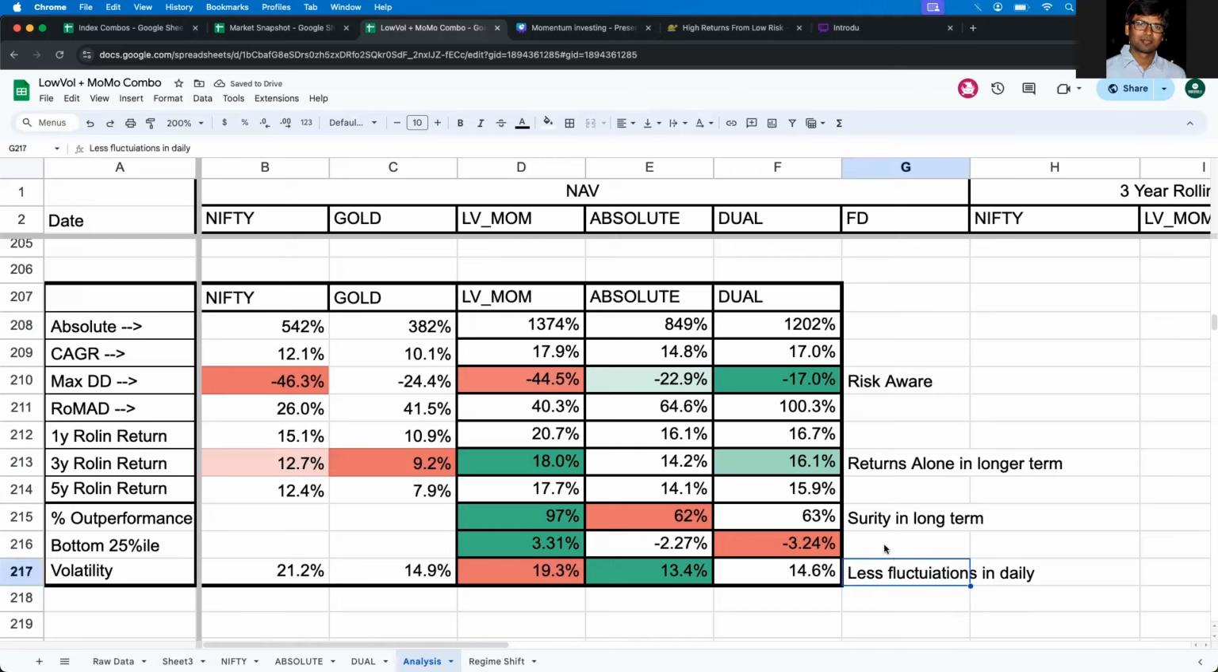So as you see, there are different types of investors, and each type of investor focuses on one particular metric, and based on the metric, we have shown which one is performing better.